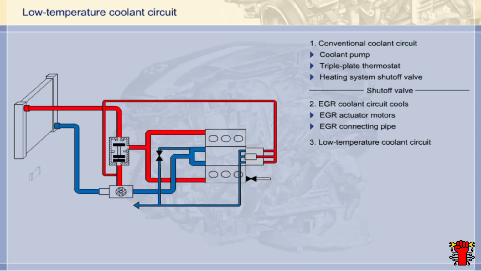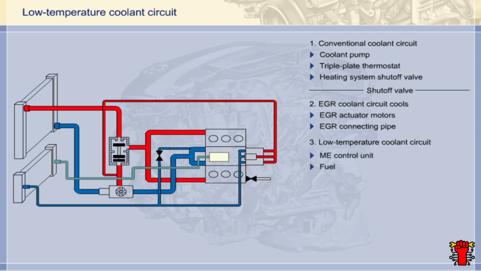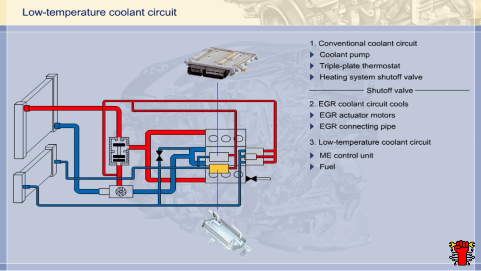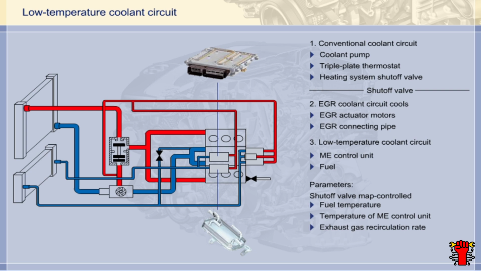The DE engine also has another circuit, the low-temperature coolant circuit. This helps to reduce the coolant temperature even further by means of a second radiator. The low-temperature coolant circuit is used to cool the engine control unit and the fuel. The shut-off valve, shared by the two additional coolant circuits, is map-controlled. The critical parameters are the fuel temperature, the temperature of the engine control unit, and the exhaust gas recirculation rate.